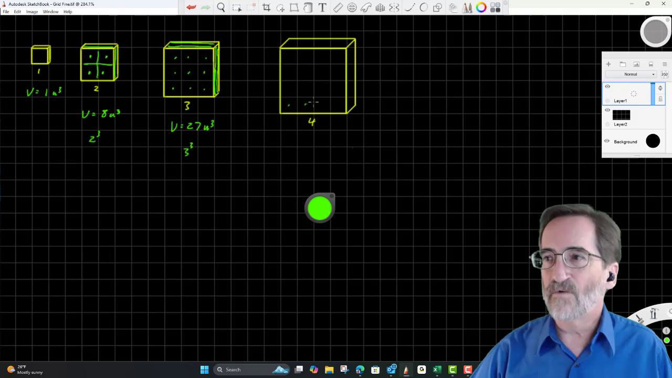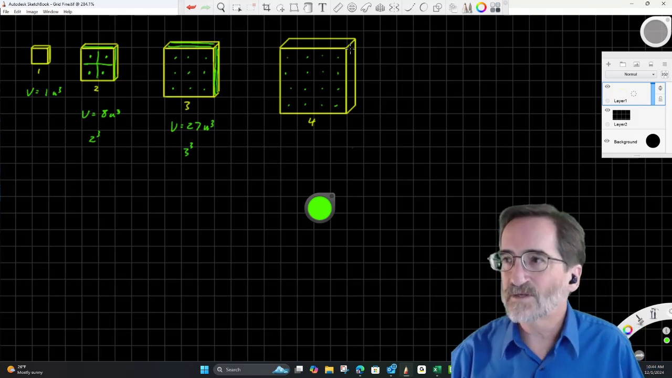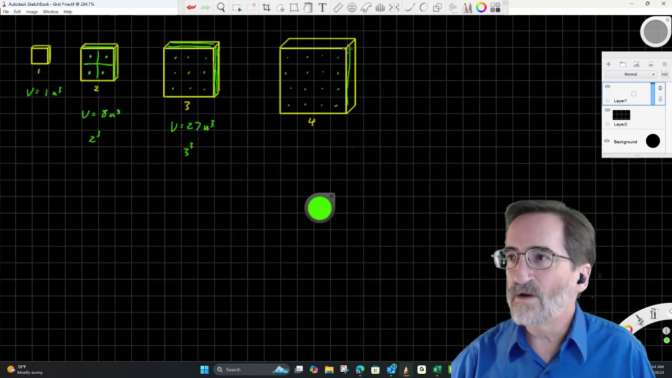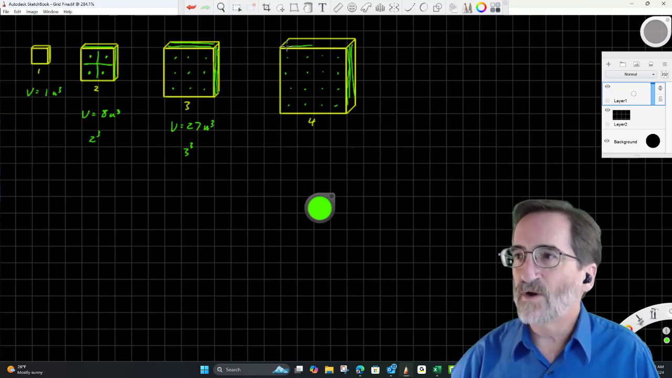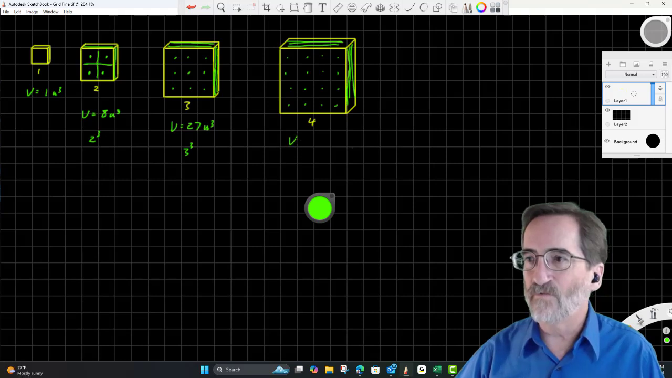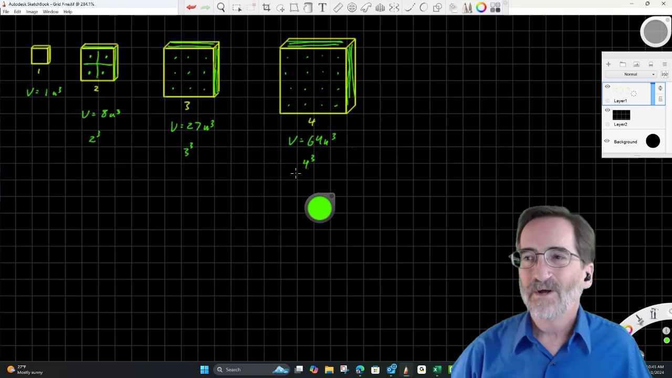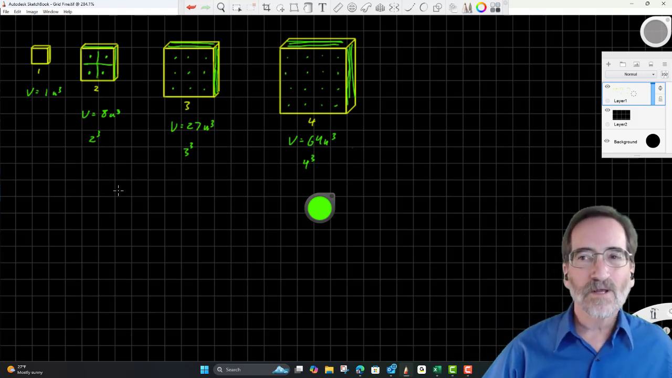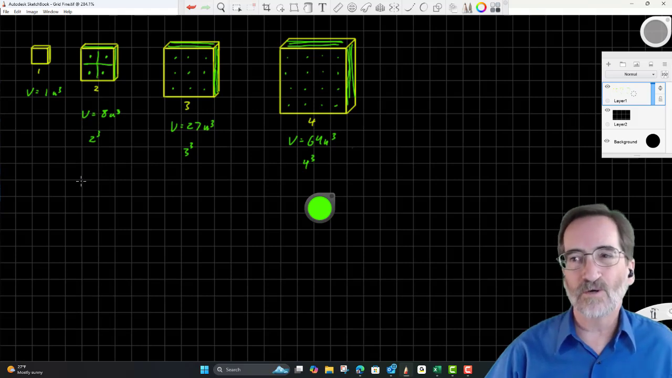Here you can see that there are 4, 8, 12, 16 squares on each face. But think of it, there are 4 layers going this way. So there are 4 layers of 16, and 16 times 4 is 64. The volume here is 64 cubic units, or 4 to the 3rd power. Okay? And so the area grows with the square, the volume grows with the cube.